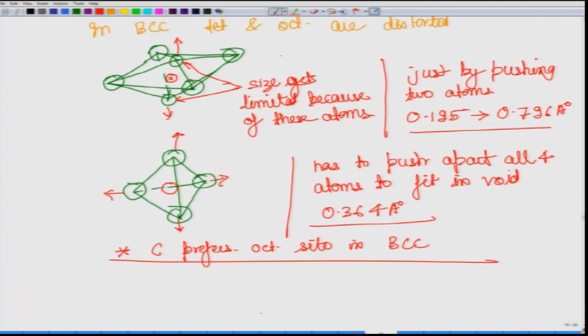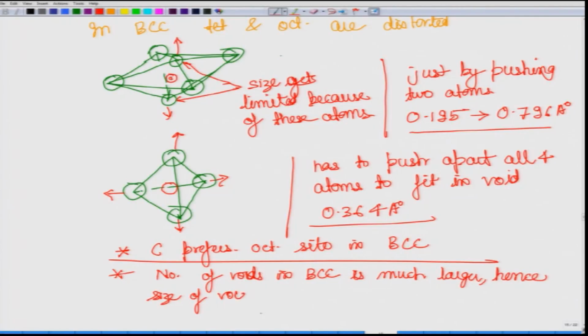So, this is one of our understandings. Second understanding is that the number of voids in BCC is much larger, hence the size of each void is very small, hence not very good solubility.